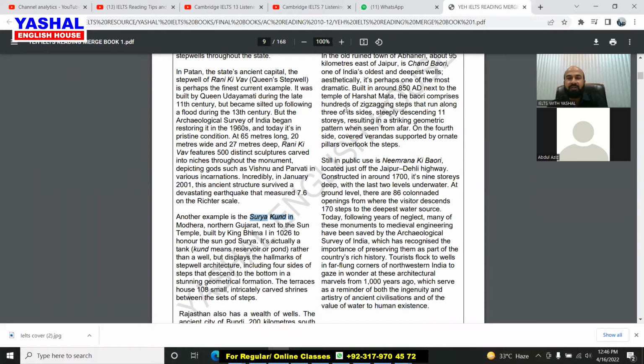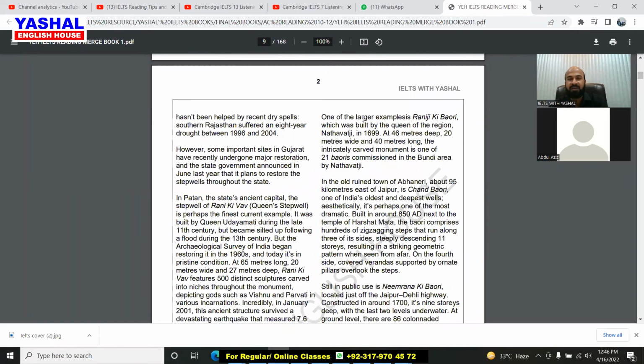Usually MCQs are in a sequence. Then your blanks, they are in the sequence. Your true, false, not given in the sequence. Summary completion, they are in the sequence. No more than one word, no more than two words, no more than three words, diagram completion, these questions are in the sequence. Your list of headings, they are random. Your sentence completion, they are random. Even list of researchers or list of people, they are in a sequence. And like, 2 to 3 types, they are random. Rest of the question types, they are in sequence.